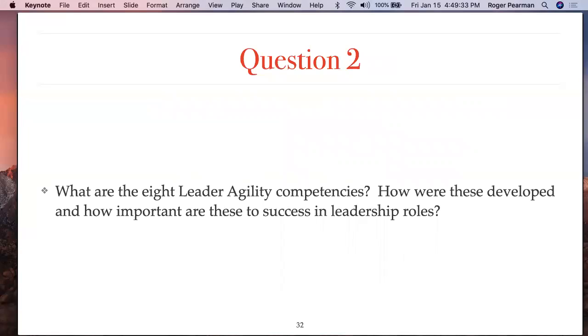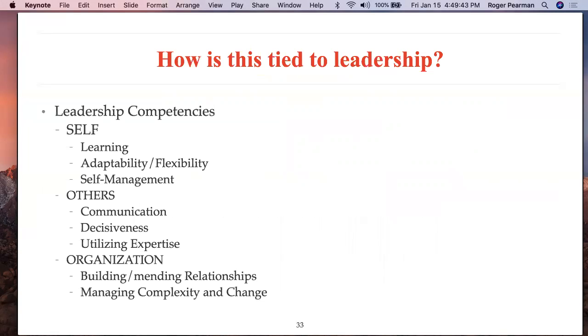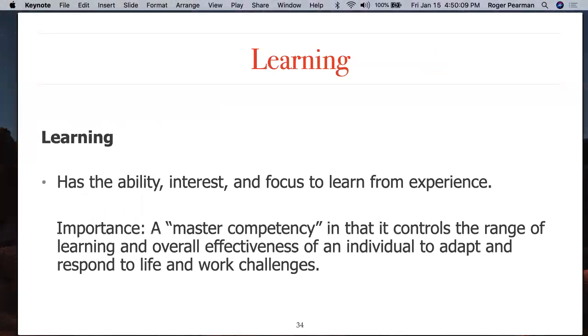The other part of the platform is Leader Agility 360, and it's useful to know what the competencies are that the Leader Agility 360 profile covers. There are 8, and they're organized into 3 groups. Learning, adaptability, and self-management covers the competencies for self. Communication, decisiveness, and utilizing expertise covers the competencies for working with and dealing with others. And building and mending relationships and managing complexity and change are all about how we're working within an organization.